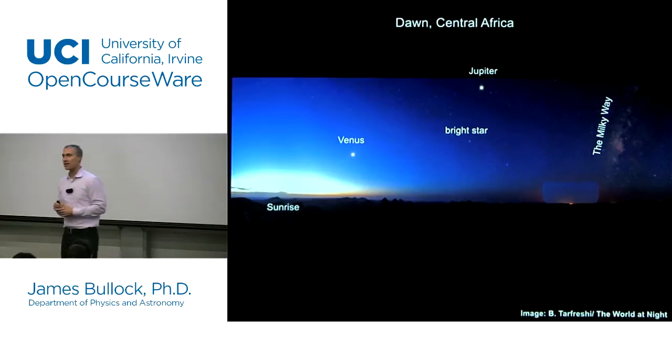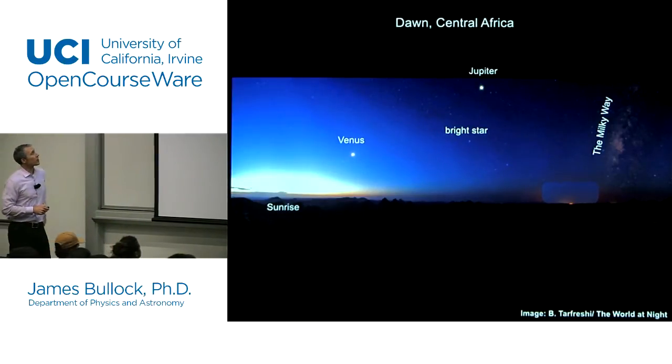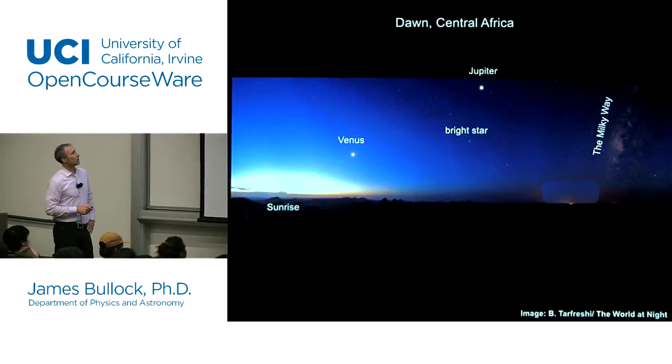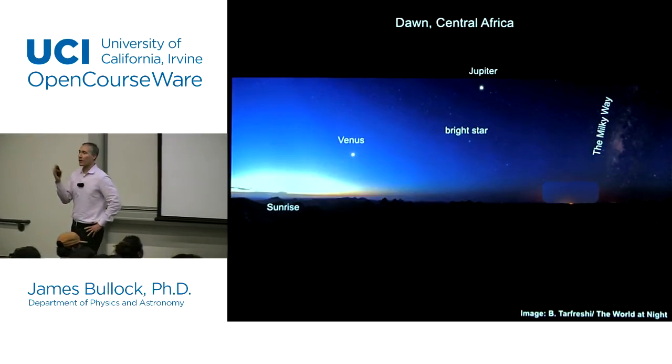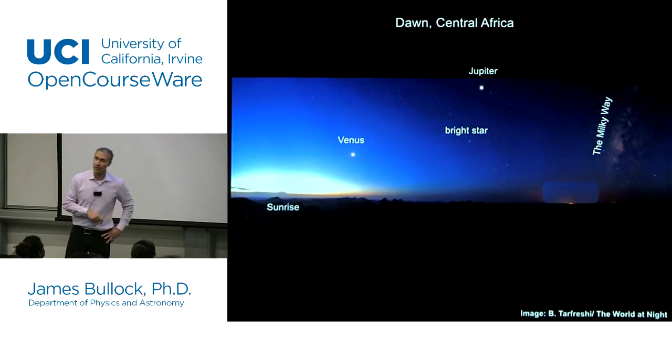This is an image of the night sky taken at dawn in Central Africa. And you can imagine people living 100,000 years ago looking up at the night sky and seeing a picture that's not that much different than this.